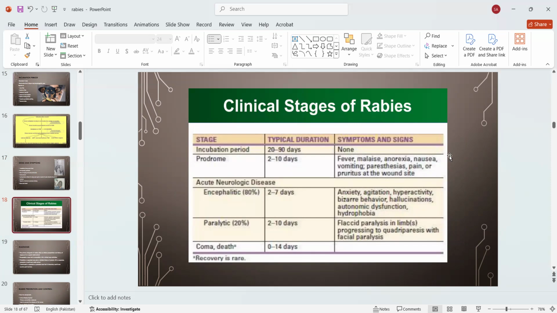The next stage is the encephalitic stage, which lasts for 2 to 7 days, and it causes anxiety, agitation, hyperactivity, bizarre behavior, hallucinations, autonomic dysfunction, and hydrophobia. The next stage is the paralytic stage, which lasts for 2 to 10 days, and it causes flaccid paralysis in limbs, progressing to quadriparesis with facial paralysis. And the end, the stage of coma and death.